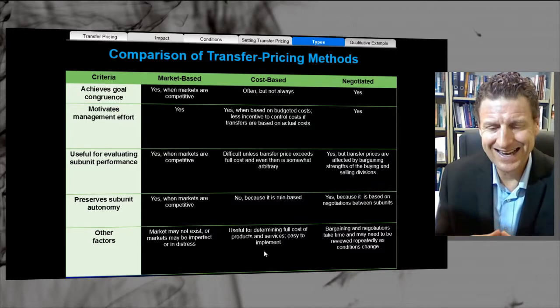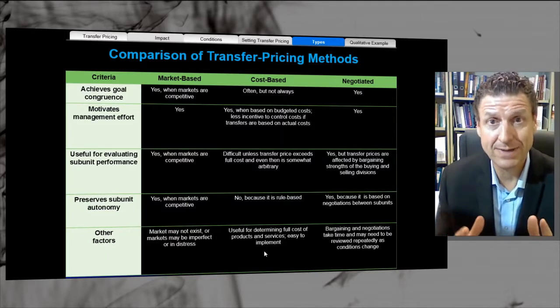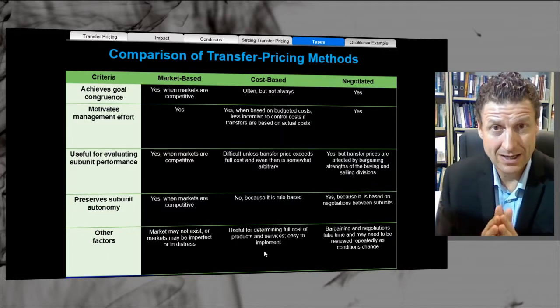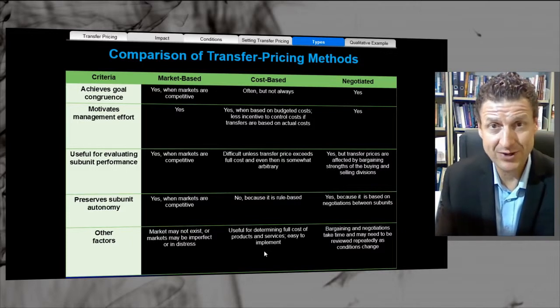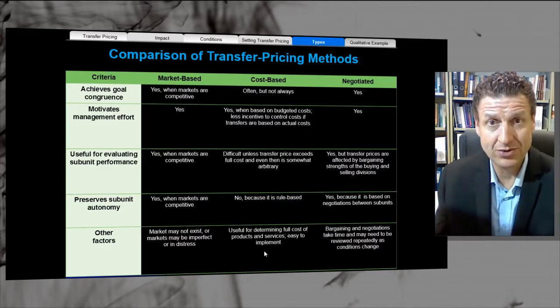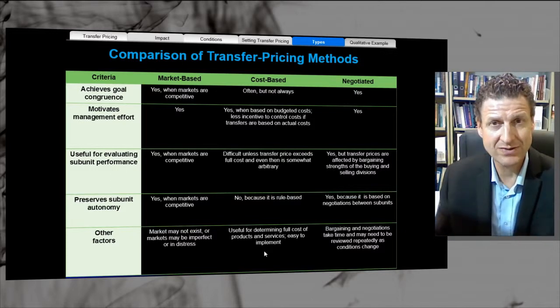Okay, and there are different types of transfer prices: market-based, cost-based, and negotiated. Now, it's very easy if we're in a very transparent environment where the goods being transferred have a market outside the organization. So then you can refer to that market and use that as the transfer price.